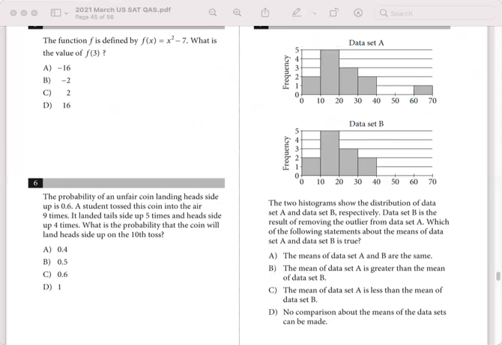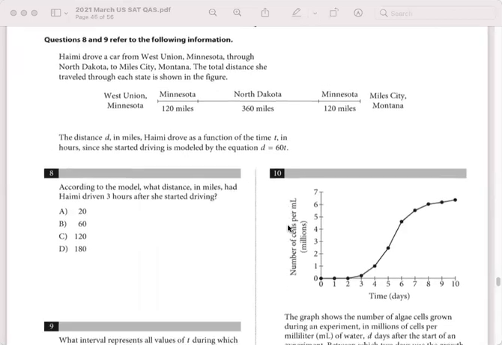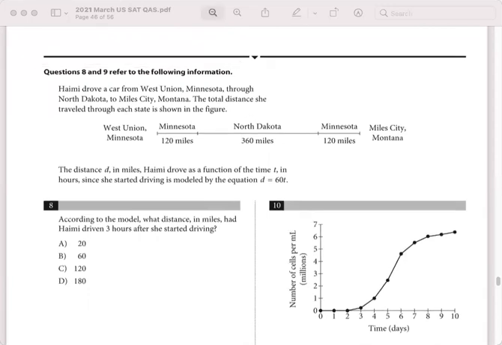Okay, let's go to question 8 and 9. Okay, these two. So Jaime drove a car from West Union, Minnesota through North Dakota to Miles City, Montana. Okay, she started here and then she went to Montana. Right. Okay, the total distance she traveled through each state is shown below.